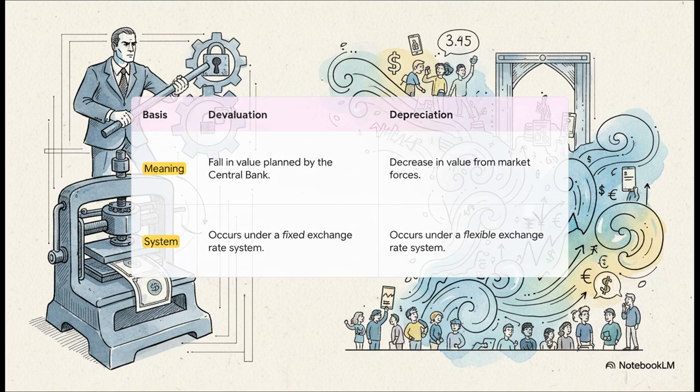Right, so this brings us to a really important point. We need to be specific about what we call it when a currency's value falls. This table clears up a key distinction. Depreciation is what happens in a flexible system. It's the market, supply and demand, pushing the value down. Devaluation, on the other hand, is a conscious, deliberate choice by a government in a fixed-rate system to officially lower its currency's value. Same result, but totally different reasons behind it.